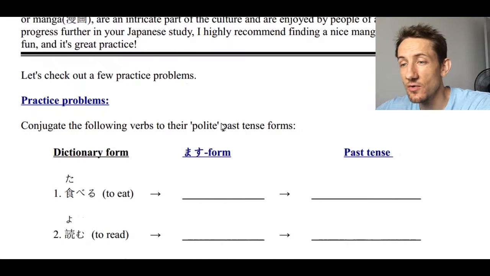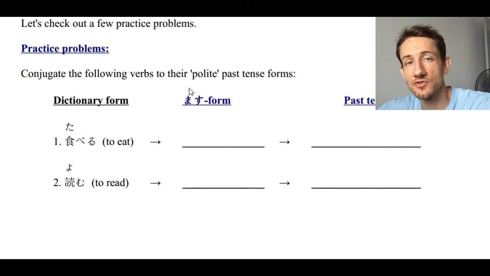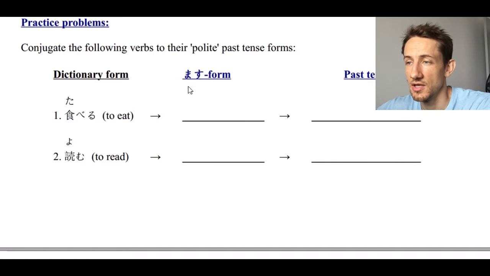Alright, so now we're going to do some quick practice problems. We're going to just conjugate the following verbs into their polite past tense form. So here on the left we have the dictionary form, and we have the mas form you can write in the middle, and the past tense in the right column. Okay, and remember, you can go to Learn Japanese from someguy.com, download and print out these PDFs so you have something easy to fill out. So if you haven't been there, check that out. Anyway, here we have numbers 1 and 2, so pause the video and answer those.